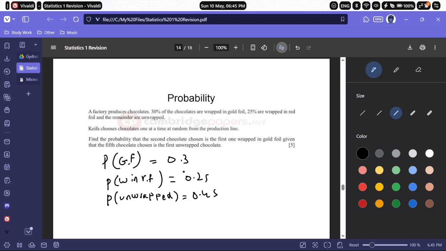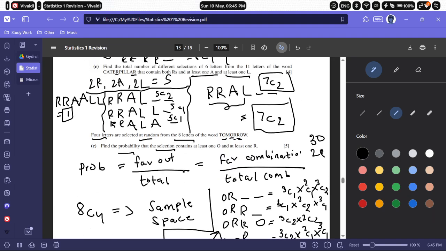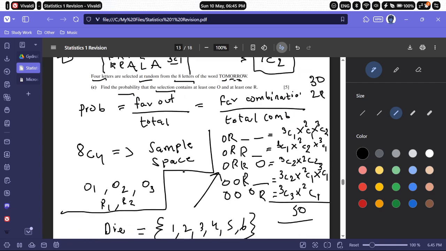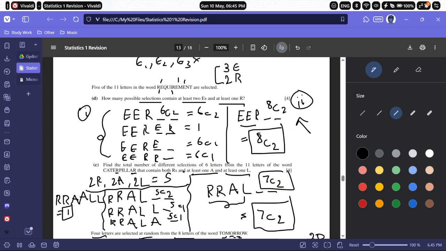The previous method had 5C1. Which question are you talking about? It has 5C1 into 2 into 5C1, and the second method has 7C2. I'll just clear it out right now. The second method has 7C2.